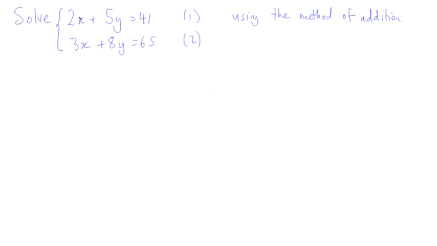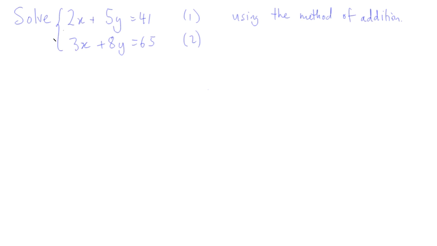So if we look at this, I have 2x on the left hand side of equation 1 and 3x on the left hand side of equation 2. They don't cancel out. Let's look at the y's. I have a plus 5y and a plus 8y. If I were to add them together, they don't cancel out. So I have to do something to both the equations in order for either the x's or the y's to cancel. And I would normally recommend you to work with the smallest of the factors, because then it means you'll be multiplying by smaller numbers.